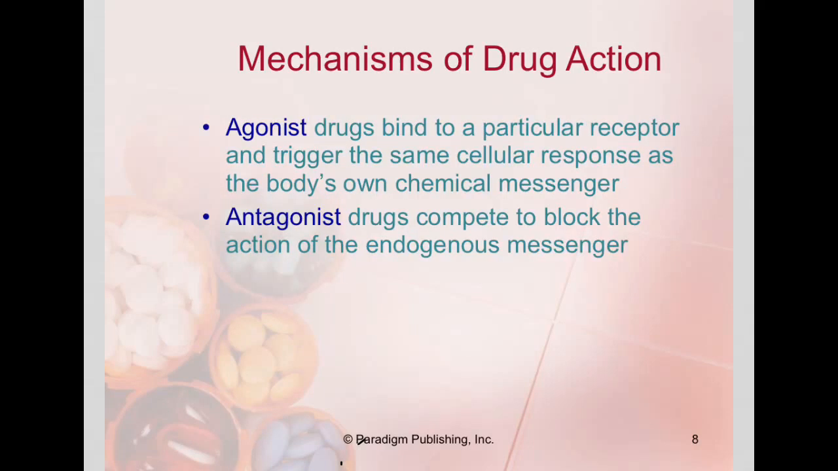With the drug actions, you either have an agonist or an antagonist. The agonist drugs bind to a particular receptor and trigger the same cellular response as the body's own chemical messenger. So it enhances a natural response that your body normally has. The antagonist drugs compete to block the action of the endogenous messenger. So it binds to that receptor site to prevent the messenger that's natural in the body from binding to that spot. So it's blocking something from happening.